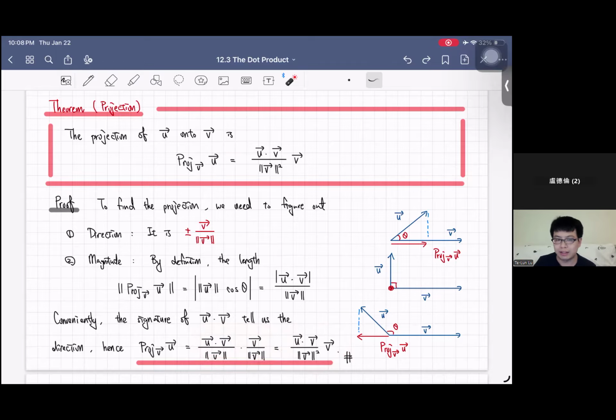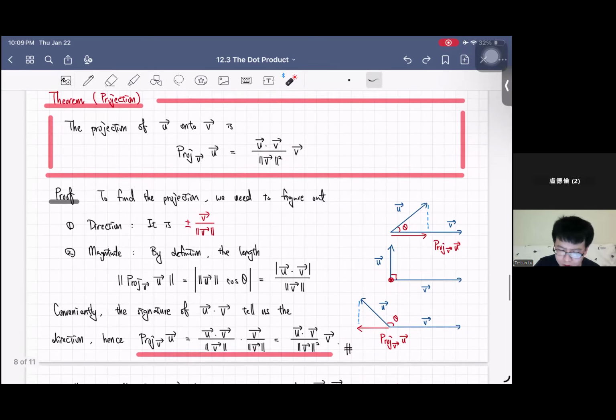So this is a nice way to think about vectors. You always find the magnitude first, and you find the direction, and then combine them together. You get your desired vector. In this case, very fortunately, the sign of u dot v determines the direction, whether it is opposite or not, of the projection vector. So the thing that you have to take away is that the projection of u onto v is given by u dot v divided by the magnitude of v squared, times the vector v. Okay, it's another vector, which is defined in this format.